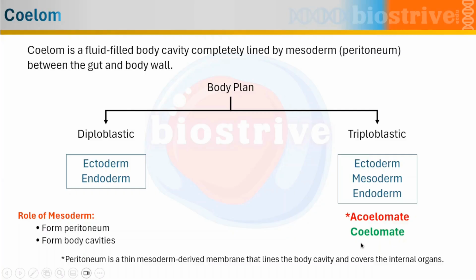And if we talk about the role of this mesoderm, why do we need the mesoderm in the first place? There are two roles of this mesoderm. First one is to form the body cavities, and we will talk in great detail about the significance of these body cavities in upcoming videos. And the second role it serves is formation of peritoneum, which will line the internal organs which form as per evolution. So this is the basic concept of the coelom.